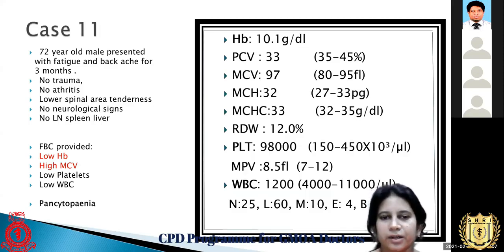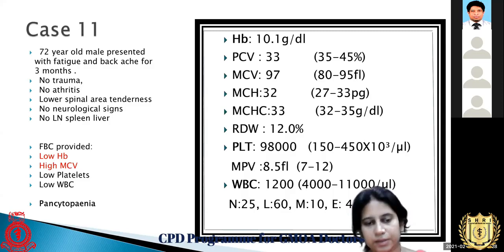So this is the full blood count: hemoglobin 10.1, MCV on the high side, MCH normal, MCHC normal, RDW normal, low platelets, MPV normal, low WBC. So basically you have pancytopenia with high MCV and a history of backache.